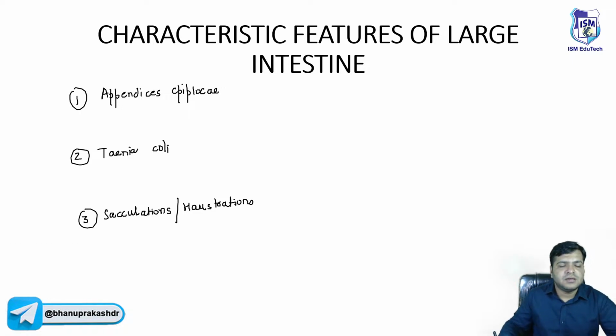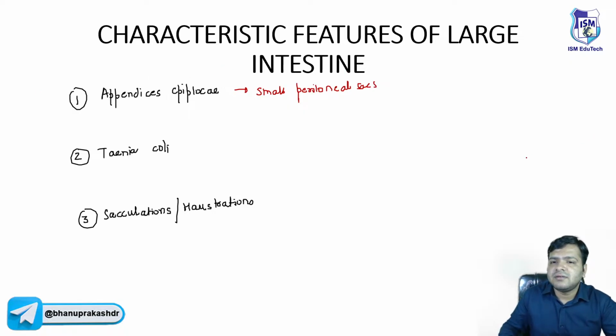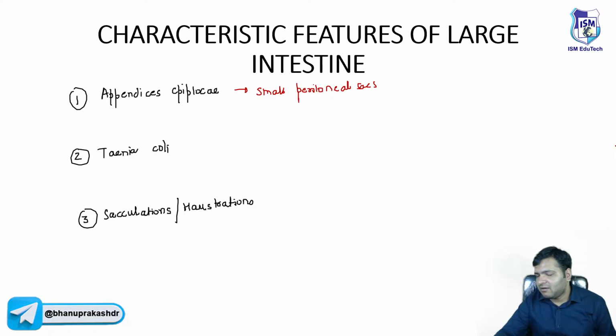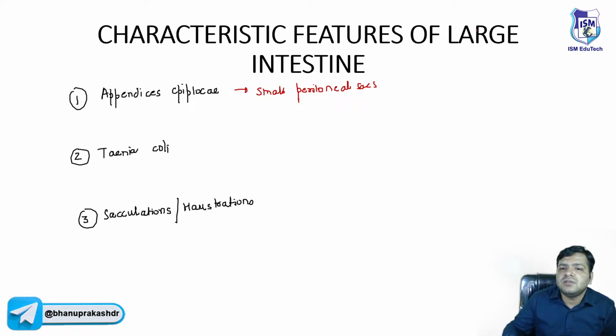So remember, appendices epiploicae, beta, these are small peritoneal sacs filled with fat. These sacs are like a bag, a sack, what we call a bora. Yes, these are small peritoneal sacs. Basically, they are filled with fat.